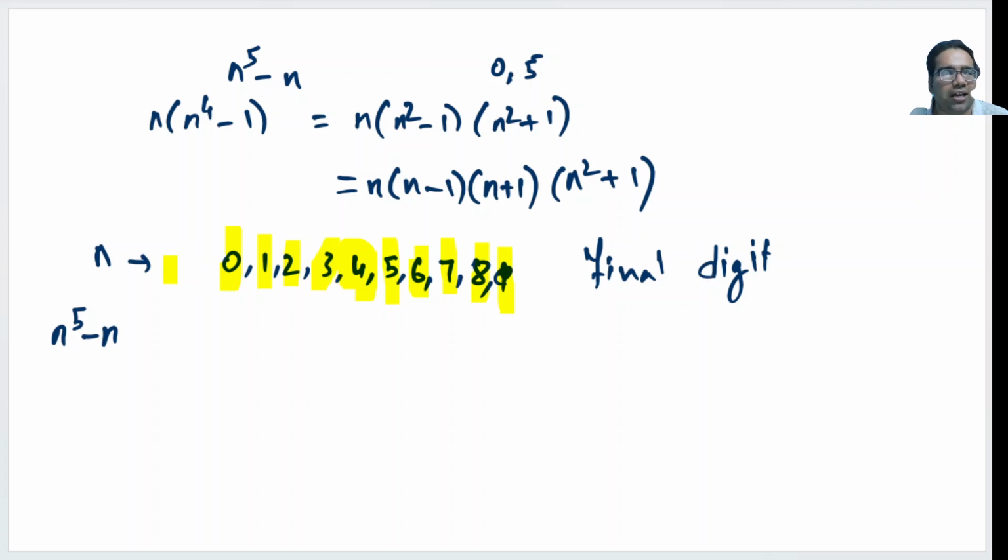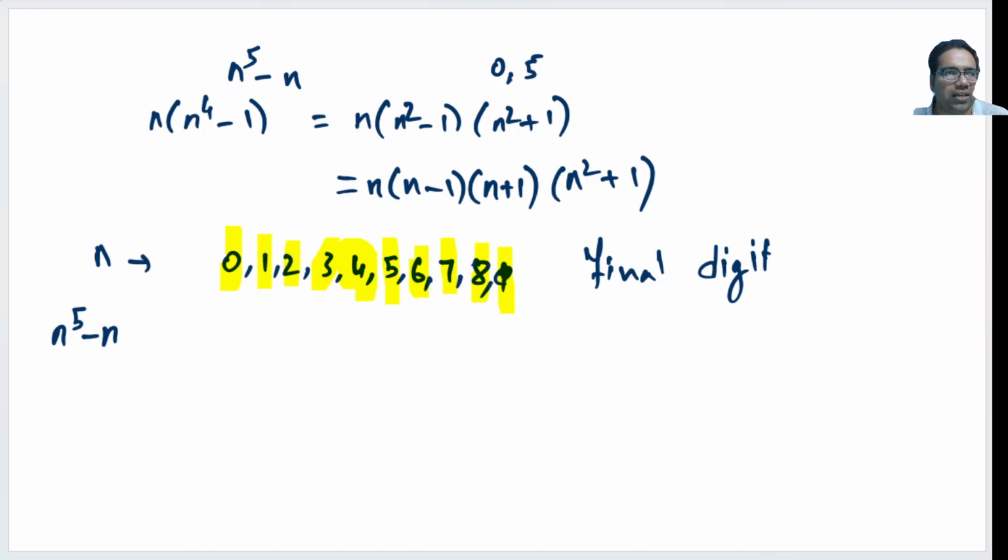What does that mean? Whatever the number is, it will always end in 0, 1, 2, 3, 4, 5, whatever, any of these 10 digits only. And we have just proved that whichever is the digit that is ending, n power 5 minus n will always end in either 0 or 5. That's how we have factorized this. Right, guys? This is a very nice, very important result. This question can be given in multiple formats. That's why it is important for us to understand the proof.